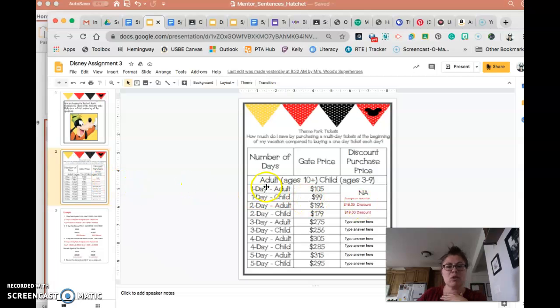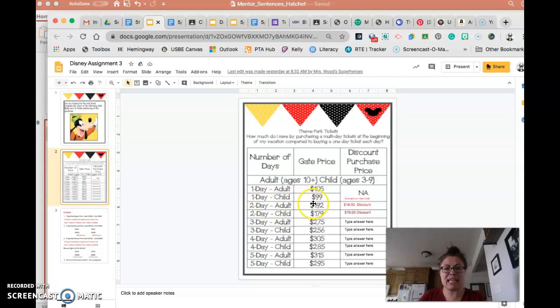So here's what you have to do. It says, how much do I save by purchasing a multi-day ticket at the beginning of my vacation compared to buying a one-day ticket each day? So here's what we are going to do. It tells you that it's $105 for an adult, and for a child, it's $99 a day. Okay, so we're going to use that information and take it with us to figure this out.